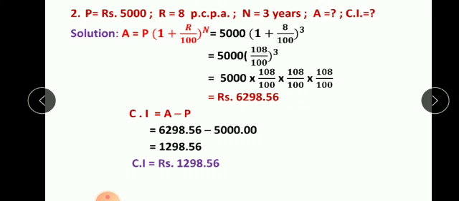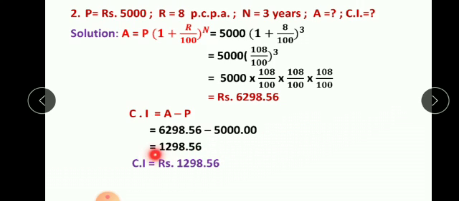Now we will calculate compound interest. So compound interest is equal to A minus P, amount minus principal. Amount is equal to 6,298.56 minus P, which is 5,000. So why have we put two zeros after the decimal point? Because after the decimal point there are 2 digits. So for a better subtraction process we have done this. You can subtract it as well.